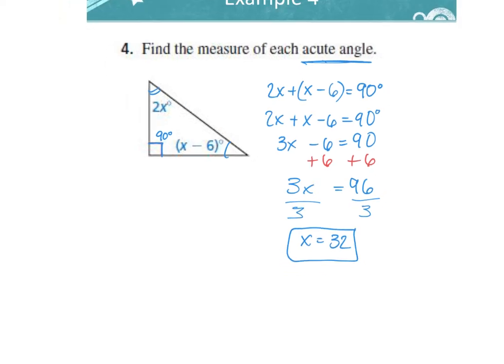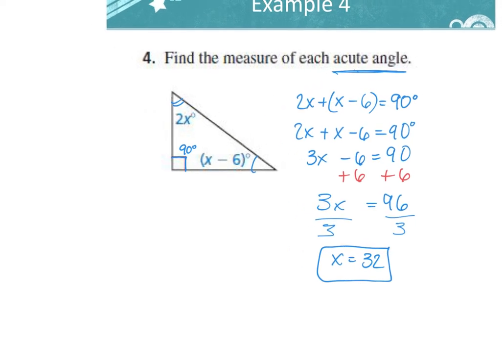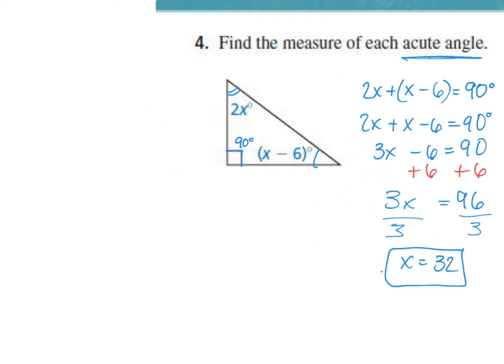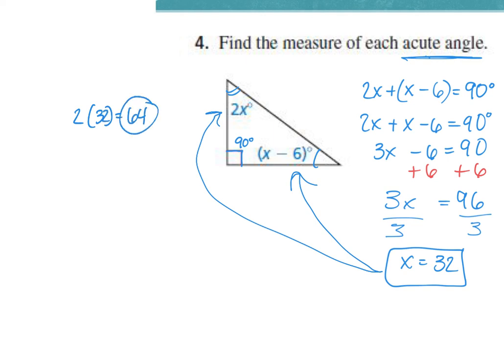Now, we just found x. We did not find the measure of each acute angle. We're going to take that 32 and plug it into both acute angles. So we've got 2 times 32, which is 64. So one of our angles is 64 degrees. We've also got 32 minus 6, which gives us 26 degrees. And these should both add up to 90, which they do. Okay, so we are perfect.